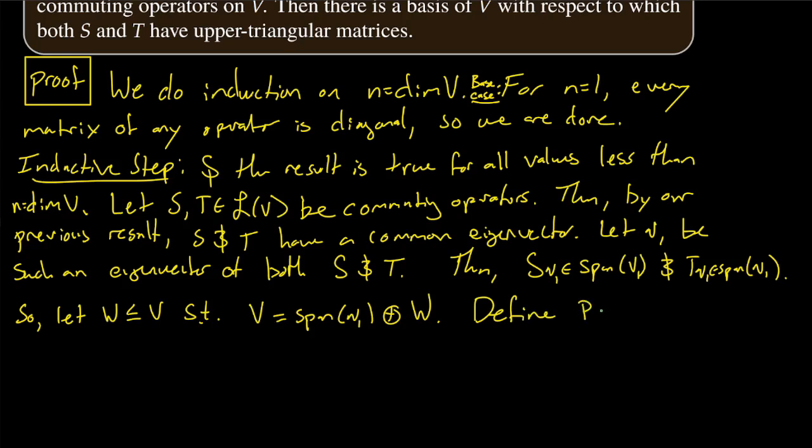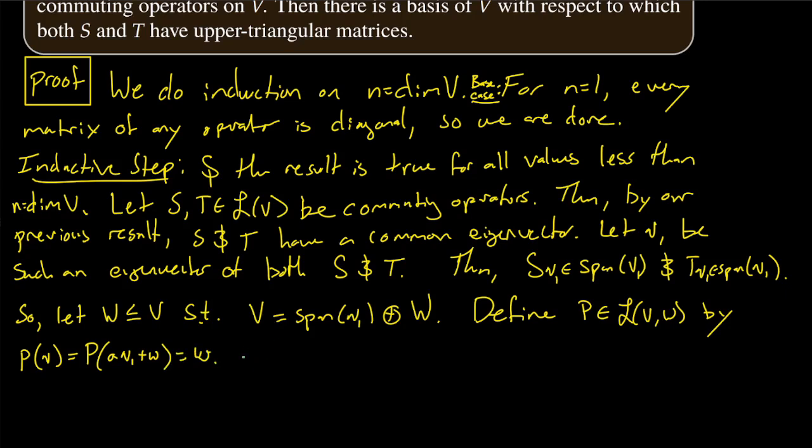So define P in L(V, W) by P(v) equal to P(av1 + w), since any v in V is something in the direct sum of the span of V1 and W, so it's av1 for some a in the field and some w in W. We'll have this be equal to w. Okay, cool, nothing too crazy.